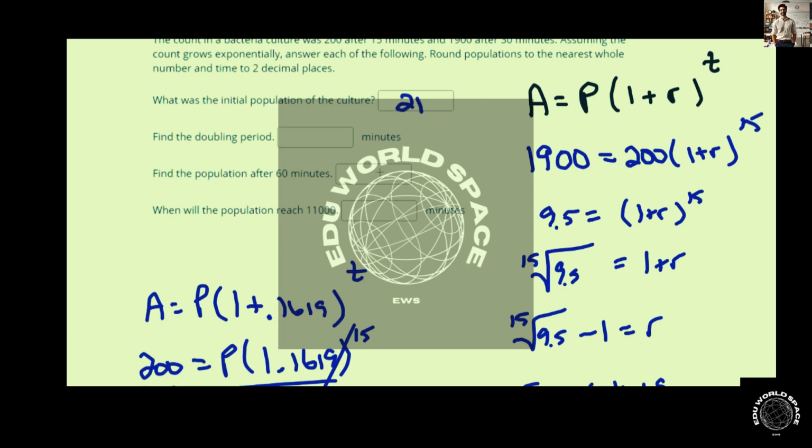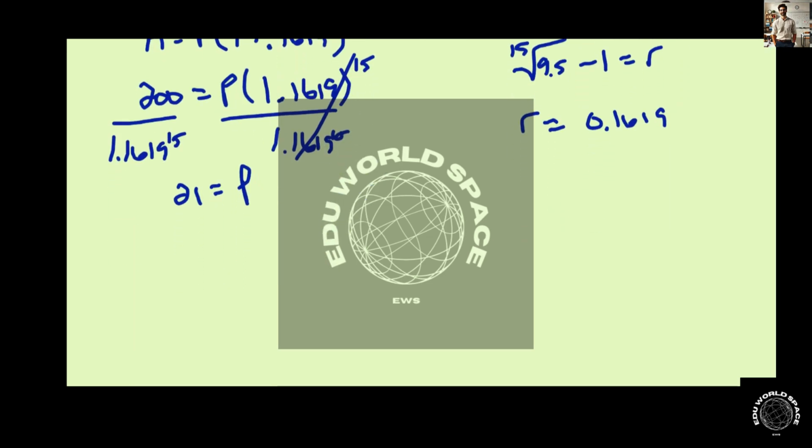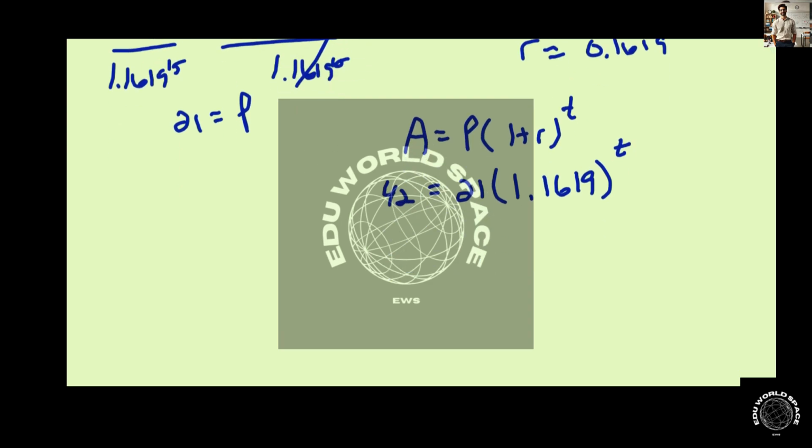To find the doubling period in minutes, now our formula looks like an initial population of 21 with a rate of 1.1619. We want to know how long does it take to double, so we can even just call that 42 because I've doubled the initial population of 21. So when we divide by 21, we get the 2.